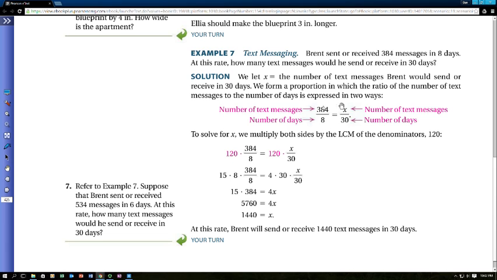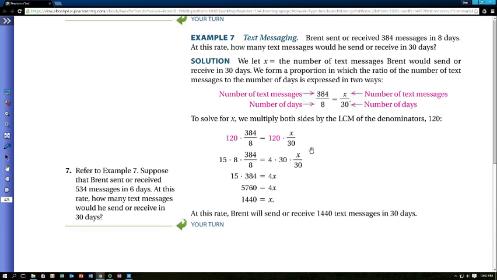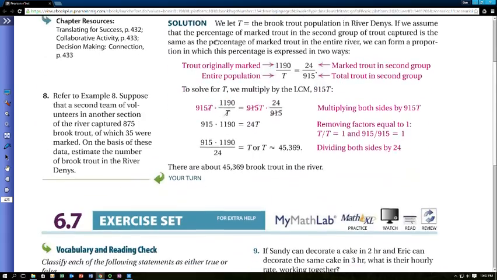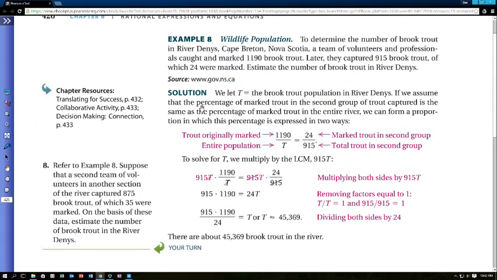Well, these are equal to each other. I can solve this by multiplying both sides by 30, and I end up with x equals 1440. Now what does that mean? That means if the rate stays the same as it did for these 8 days, after 30 days there'll be 1440 text messages sent or received. Okay, I think this is the last example, yeah.